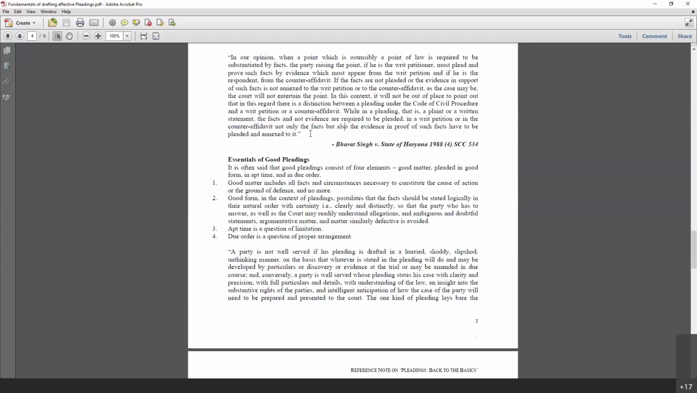And it must also be in apt time, because as I mentioned to you in the last class, one of the fundamental things you need to take care of is the aspect of limitation. So you definitely need to plead that you've come to the court well within time. And of course, there is the issue of due order, that it should not be jumbled up. The facts must be clear, concise, and preferably chronologically represented. That is the best way. I have seen certain plaints where there has been a back and forth in terms of the timeline, but it is better avoided, because mostly it does result in some confusion.